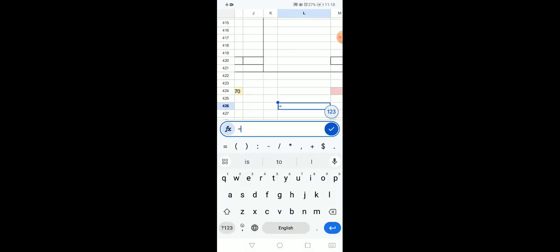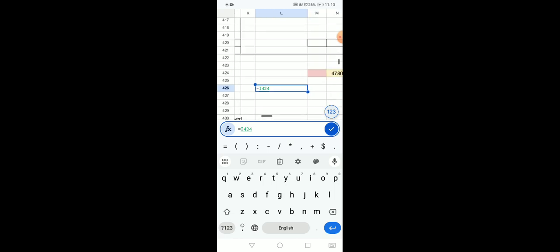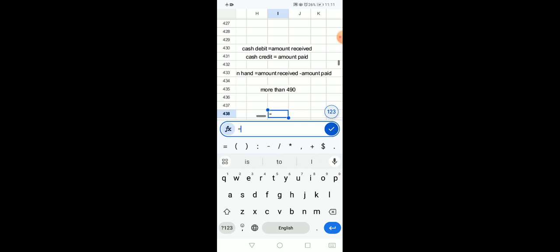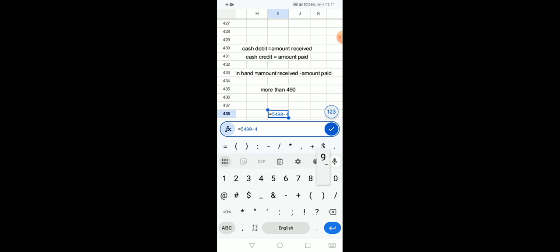Again I am telling the same thing. This is the total cash you have received. Out of this total cash you have paid 4780. The difference of these two amounts would be the amount of cash in hand. So here we have 5490, and it was said to deposit the amount more than 490. How much amount is more than 490? Our cash in hand is 5490, and to know the amount more than 490 we will subtract 490 from cash in hand. So we have got that 5000 is the amount which is more than 490.